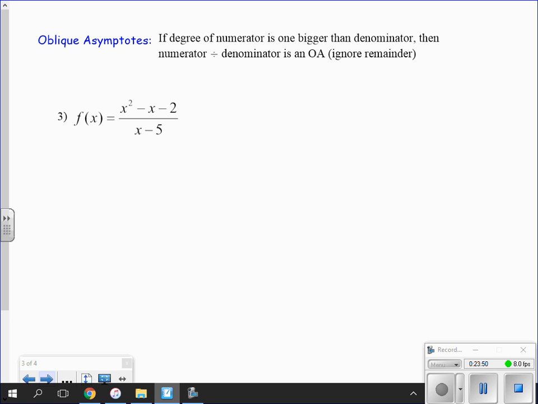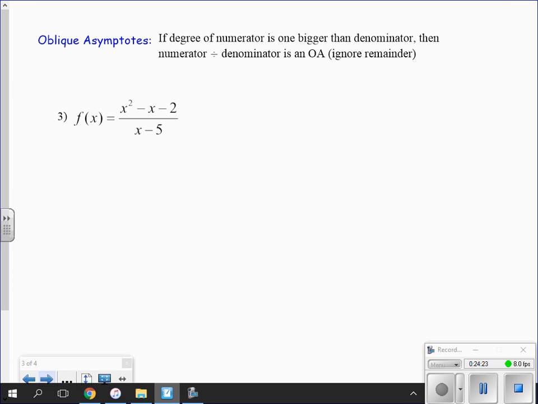To find the oblique asymptote, you must divide the numerator by the denominator. The result you get is your oblique asymptote, ignoring the remainders. The remainders are irrelevant for your oblique asymptotes. Because if your remainder was zero, it'd be a factor you'd be able to reduce, and that would graph as a straight line.